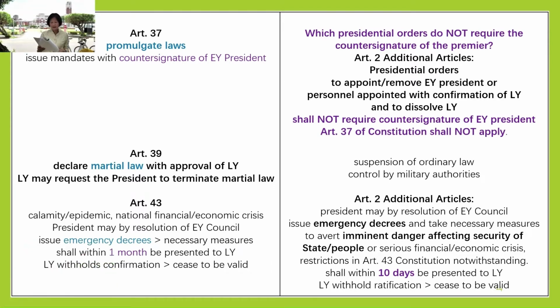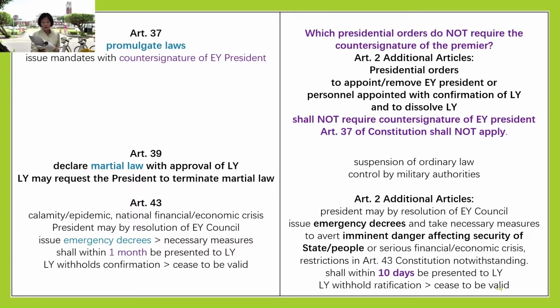Article 39 says that the president also has the power to declare martial law with the approval of the legislative yuan. So martial law, what does this mean? Martial law is a special law that applies during a war when the ordinary law does not apply and when it's the military authorities who control. So then we have the martial law. And also a special kind of law is enshrined in Article 43, which says in times of epidemic or crisis, the president can issue emergency decrees.